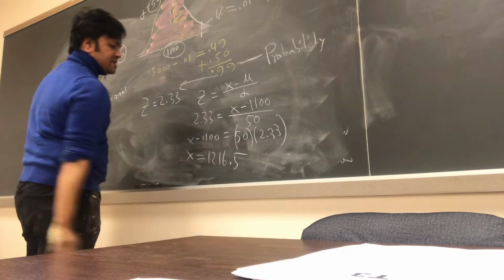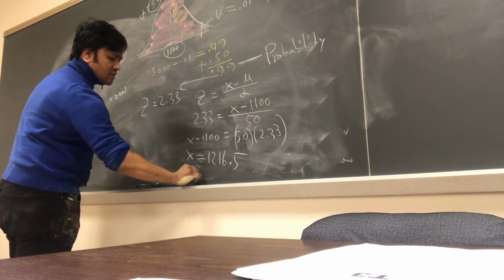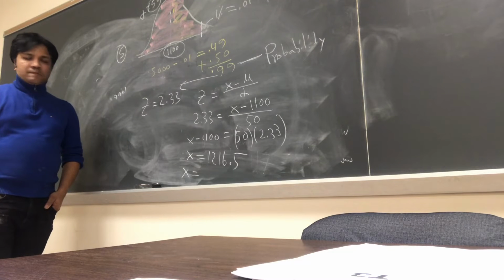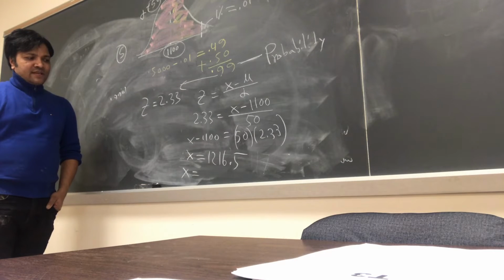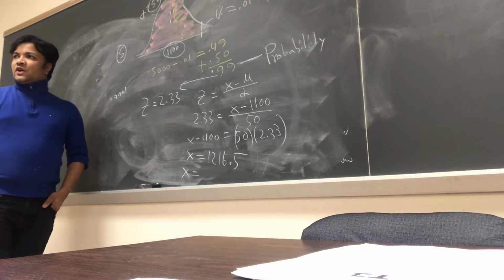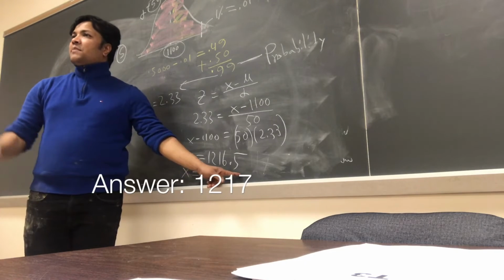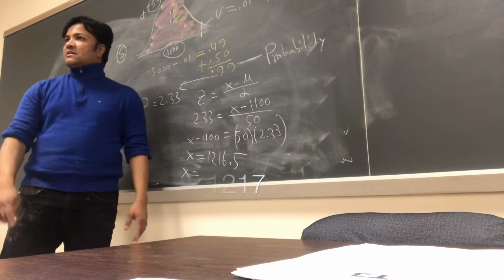So what is the answer? A is 1216, B is 1217. So it's actually 1217. But as I said, I can tolerate that much. We're going to do the next one now.